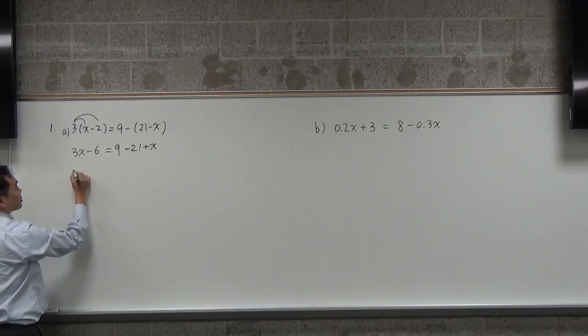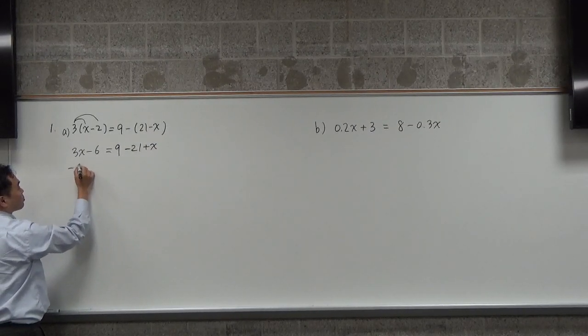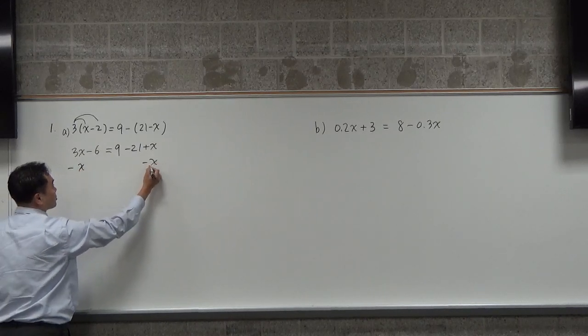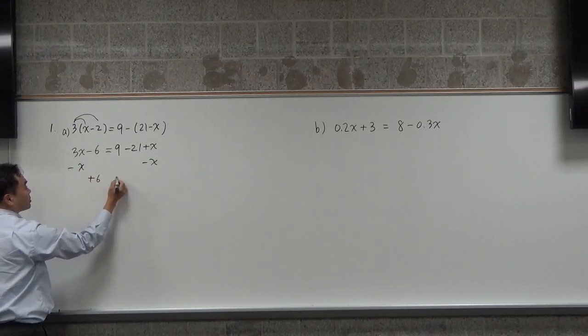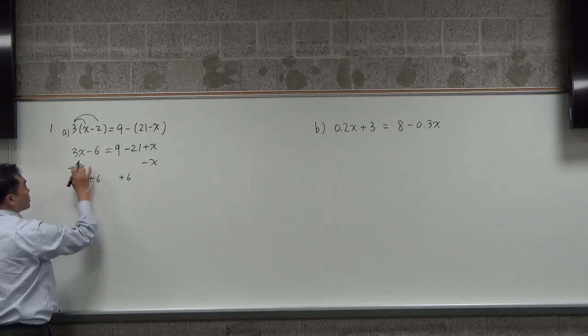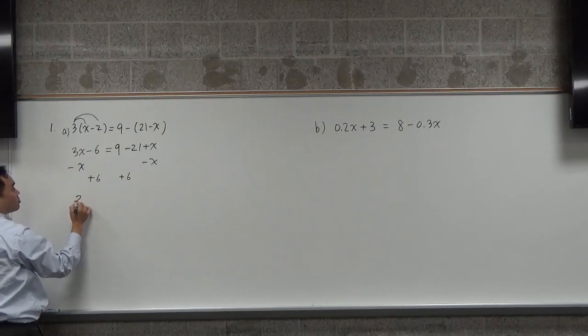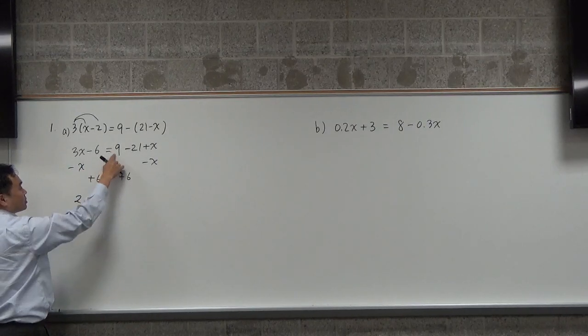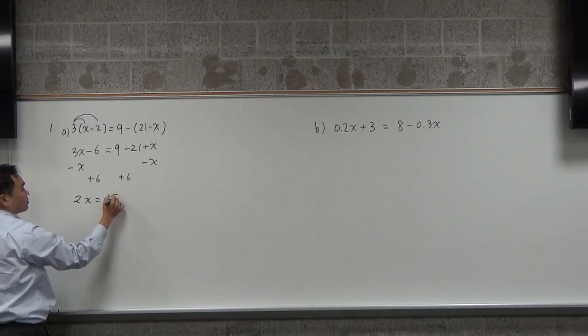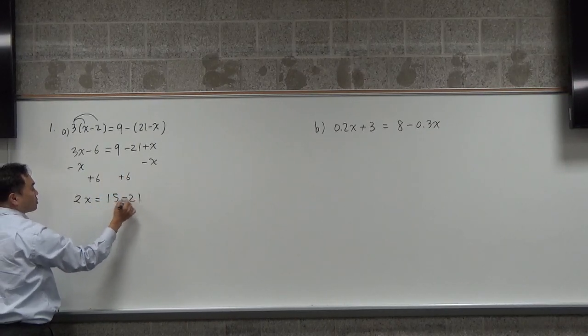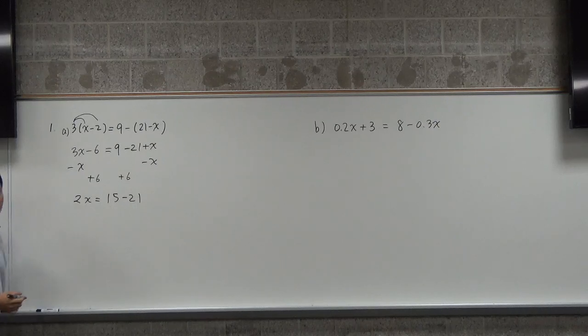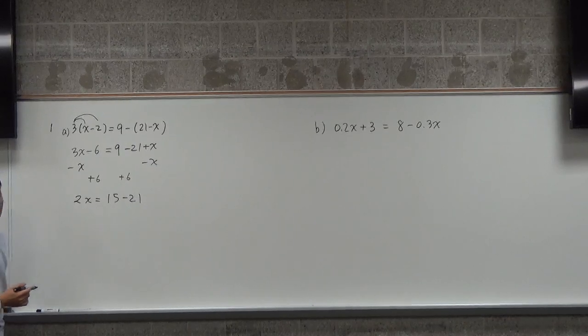So you can subtract x both sides to get rid of this, and then add 6 both sides. You have 3x minus x, which is 2x. 9 plus 6 is 15 minus 21. That's what you get. What's 15 minus 21? Negative 6. Okay. Yeah, you should be able to do this mental math.